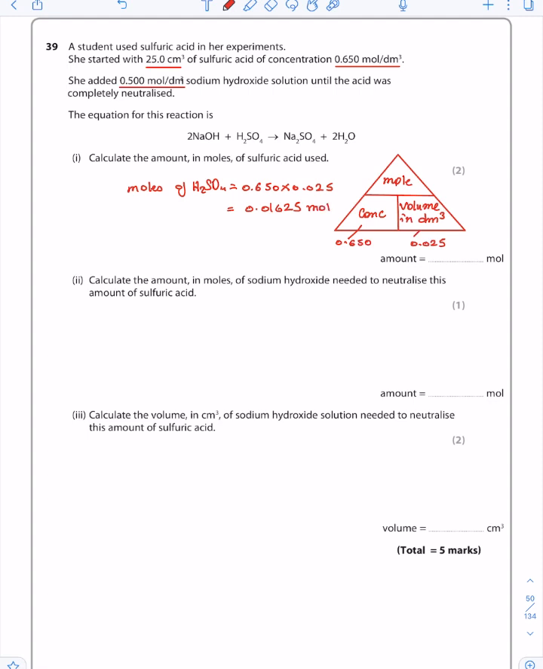Calculate the amount in moles of sodium hydroxide needed to neutralize this amount of sulfuric acid. طيب الريشيو between sodium hydroxide and sulfuric acid is 2 to 1. واحنا جايبين المولز of sulfuric acid. يبقى نعمل إيه؟ نعمل دبل المولز of sulfuric acid هي دي المولز of sodium hydroxide. يبقى المولز of sodium hydroxide is equal to 0.01625 mole times 2 اللي تطلع 0.0325 mole.